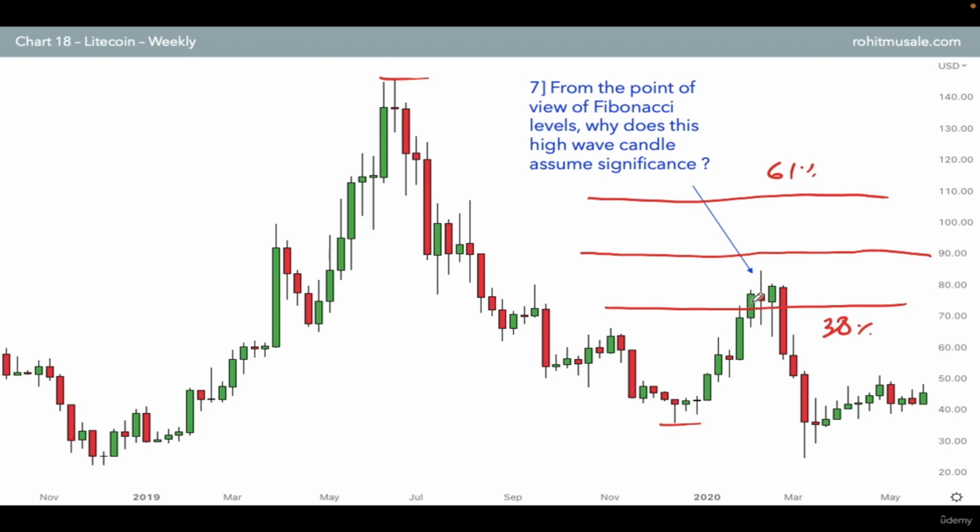So in this case, the 38% level breaks, and within 3 candles it comes down. So you see some hesitation between the 38% and the 50% level. The bears are not allowing the price to go up. So from the point of view of Fibonacci levels, that high wave candle reassures the fact that the bears are strong in this area and the market is likely to fall. And maybe the retracement has ended here.